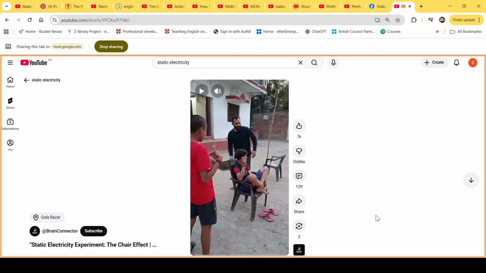Did you notice what happened? No. Okay, so this man is taking a shawl and rubbing it over the kid's head. Right now, nothing happens. But when the other kid brings his finger close to the one sitting on the chair, you can barely hear a very small spark. And you can feel a little current, right?